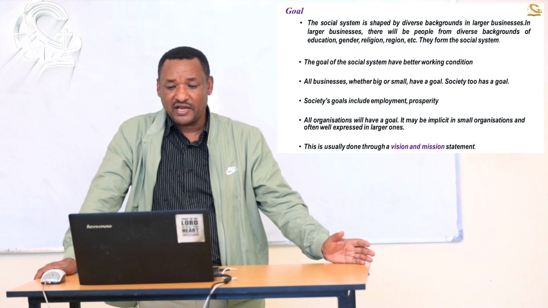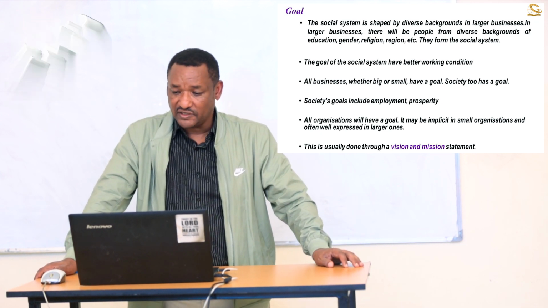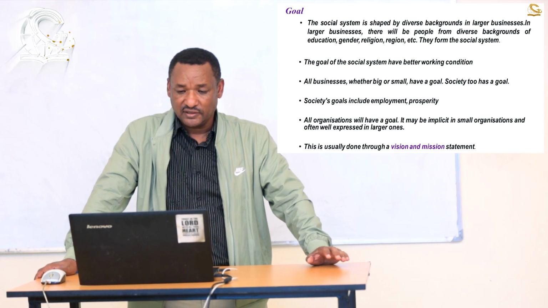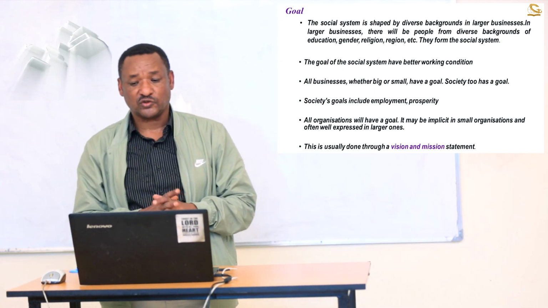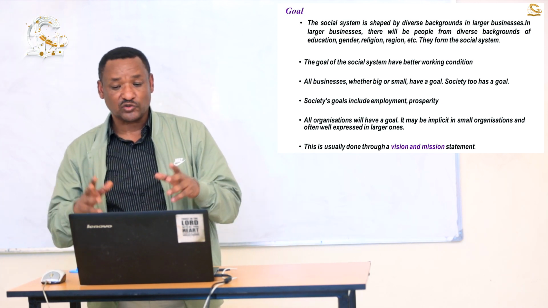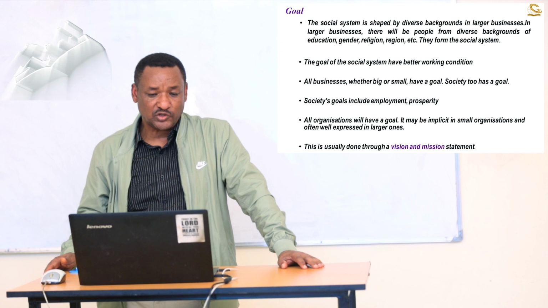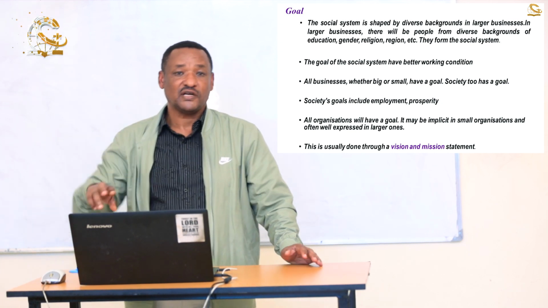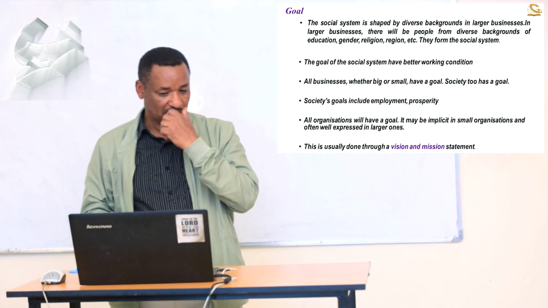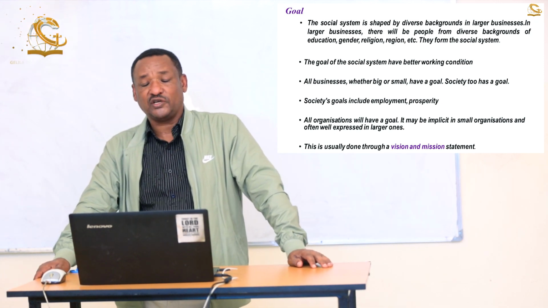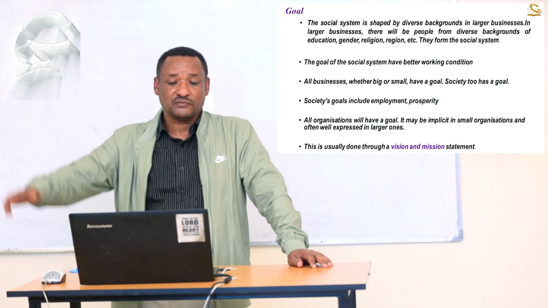A social system is shaped by diverse backgrounds in larger businesses. In larger businesses, there will be people from diverse backgrounds of education, gender, religion, etc. They form a social system. Every society has its own social system, and this social system has diverse backgrounds of education, gender, religion, region, and so on. The goal of the social system is better working conditions. Yes, better working conditions is one of the social system's goals.